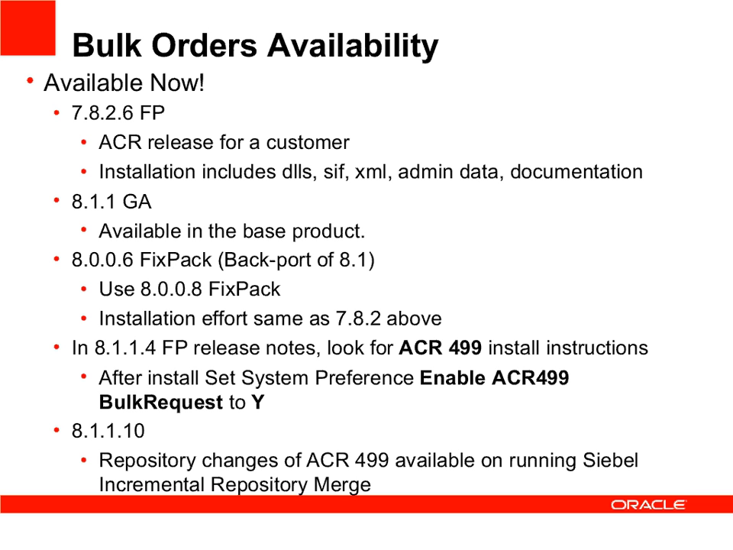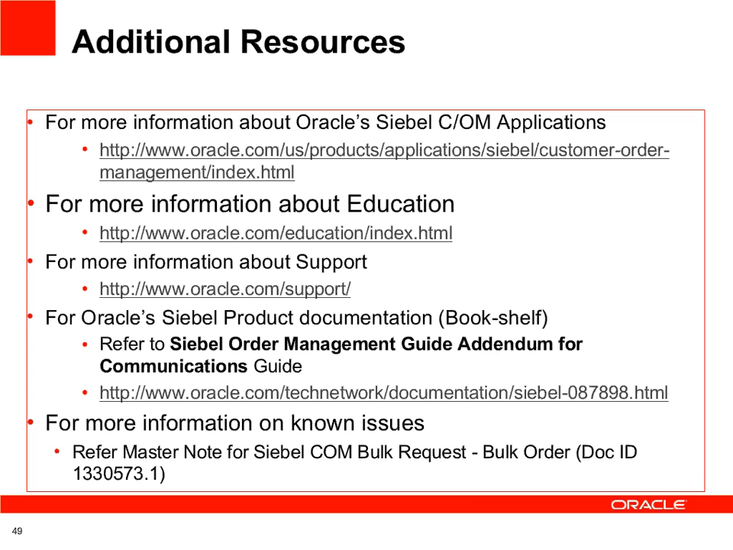The enhancement for bulk request, which we have discussed, was offered by applying ACR 499. The ACR was made available from 8.1.1.4 and 8.2.1. Now, as you know, with the latest released version 8.1.1.10, the ACR 499 repository objects are available once the incremental repository merge utility is run. This slide has some additional information about the COM application, some Oracle education site, bookshelf document to refer for bulk request, and at the end there is a document ID which includes all the known issues on bulk request.